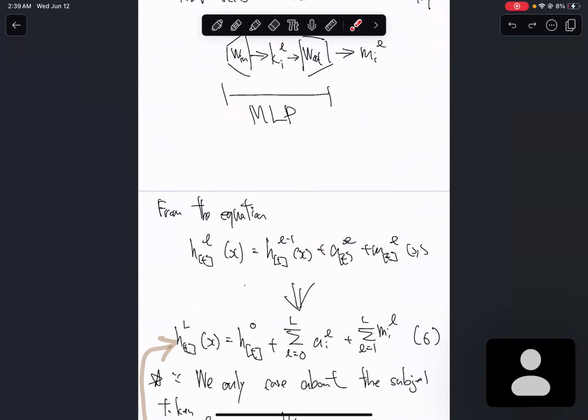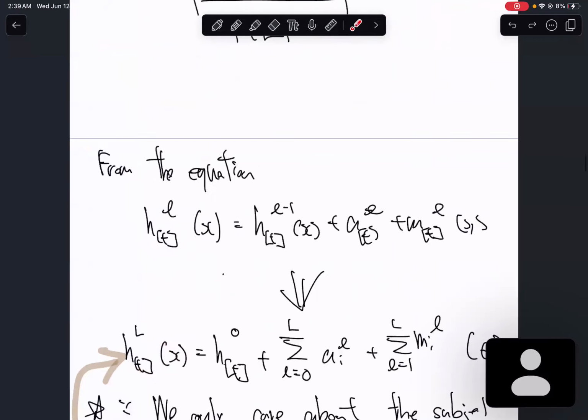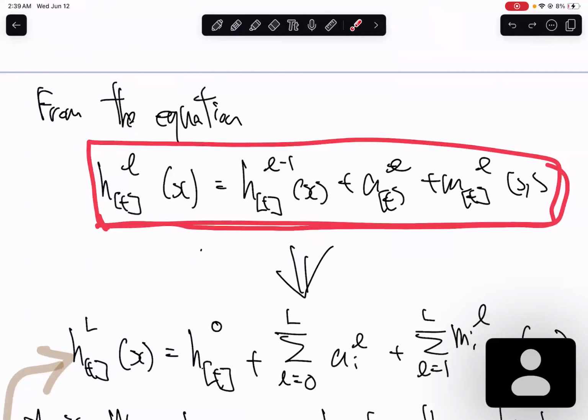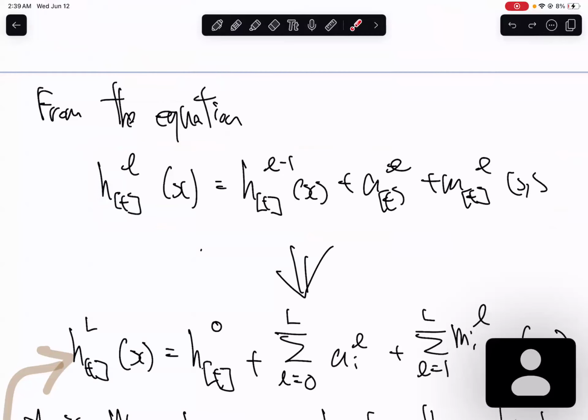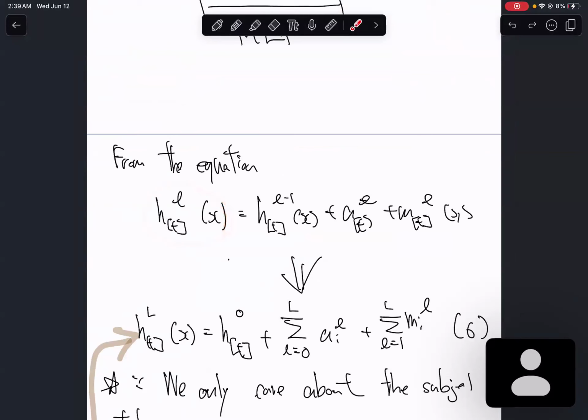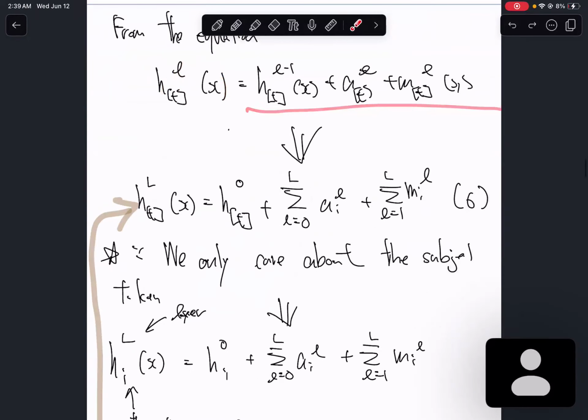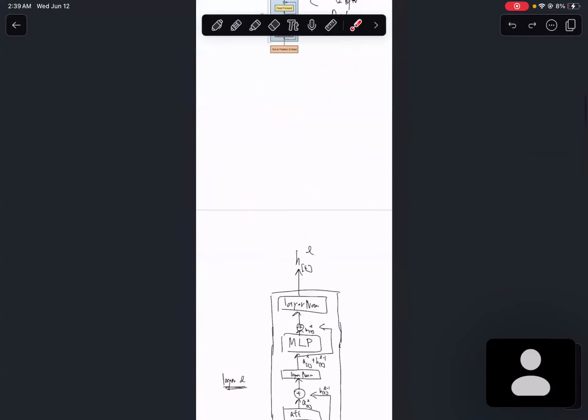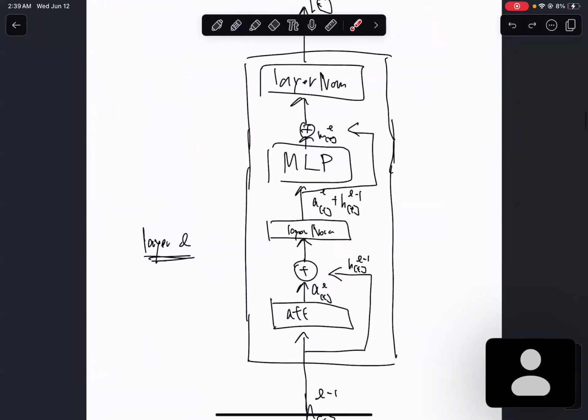All right, let's look at the equation. This is a very standard way of representing the D-layer decoder architecture. The hidden state at layer L for token T is equal to this expression over here. If you do a little bit of math, you will get this one. And I can give you a quick explanation of why that's true.